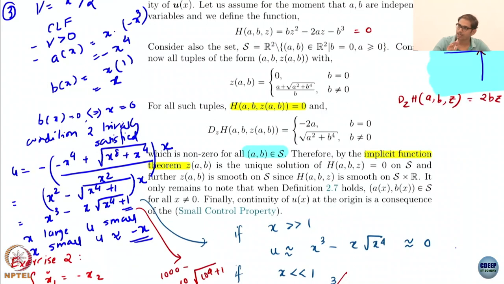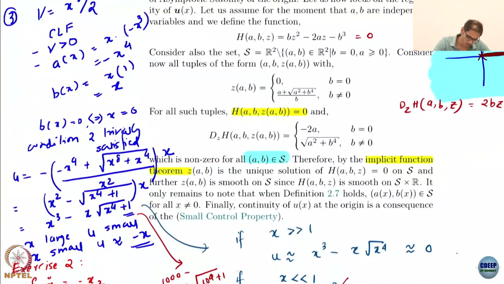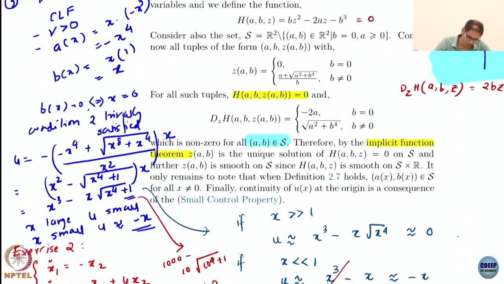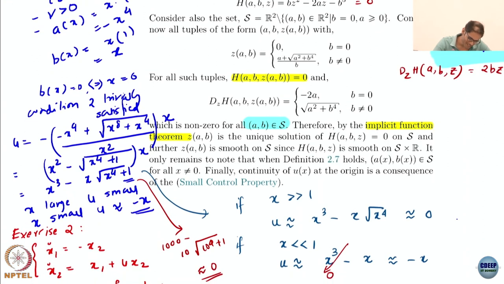I have just populated the terms. Minus a plus the square root of a squared plus b to the power 4, and this whole thing multiplied by b over norm b squared. The b is a scalar, so the norm of b is the absolute value of b. Okay? So, this is b over norm b squared. Basically, you can just simplify it, and it comes out to this guy. This is what the control is now. It's x cubed minus x times the square root of x to the power 4 plus 1.